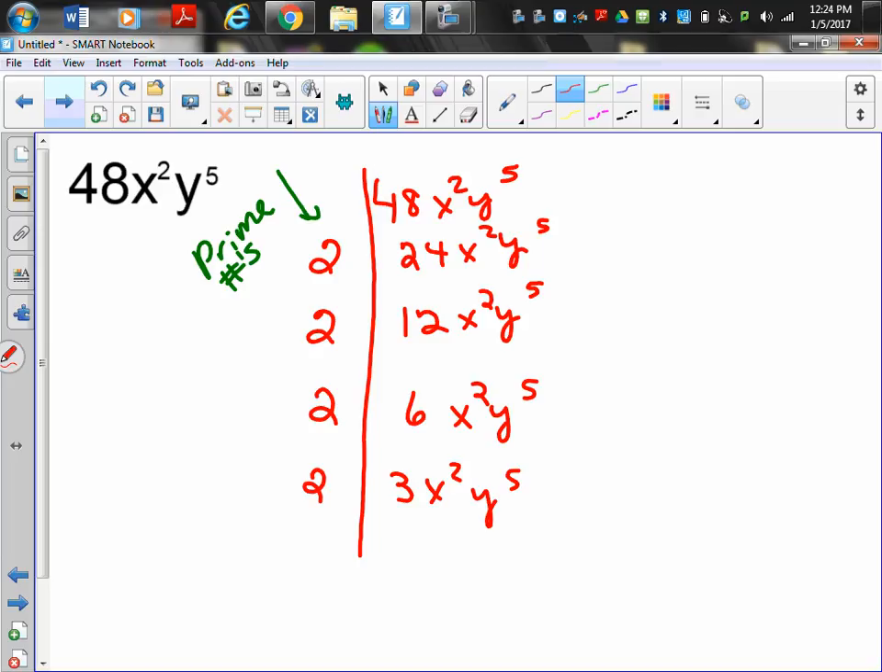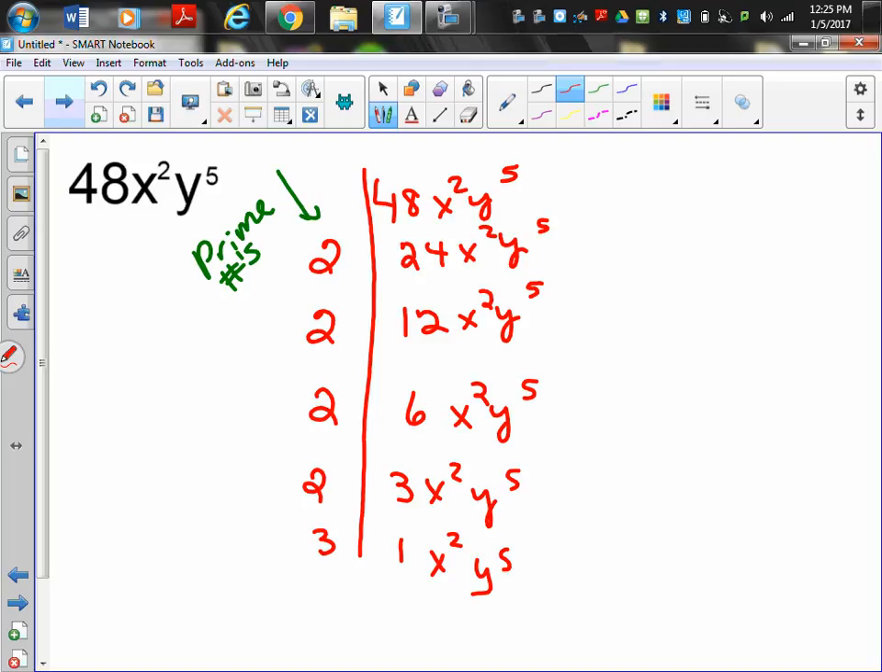Now, 3. How do I multiply to get 3? 3 times 1. So 3 times 1. But I still have my variables. X squared y to the 5th. And then this one you do them X's and stuff. And this is when you start breaking off your x's. Alright.